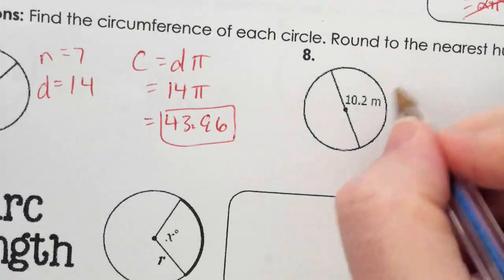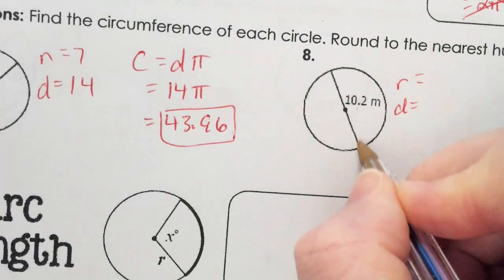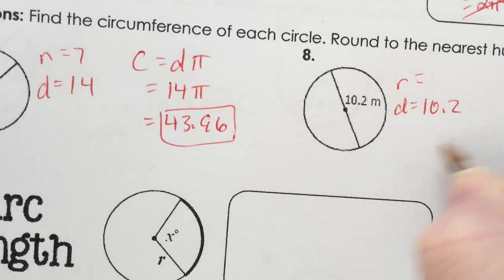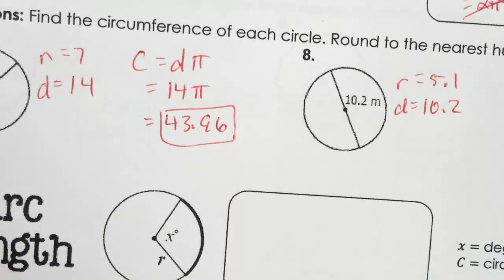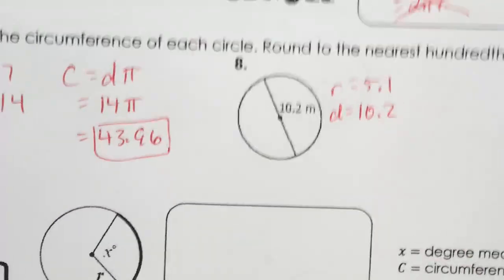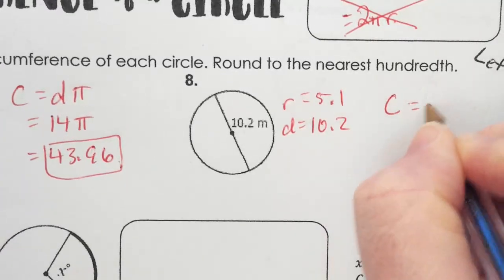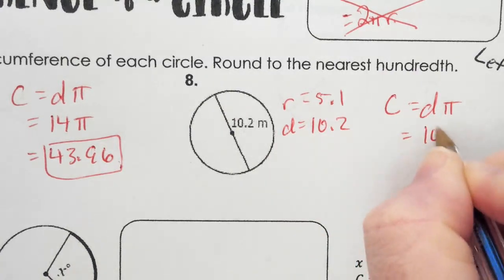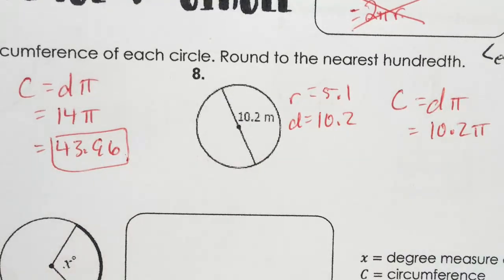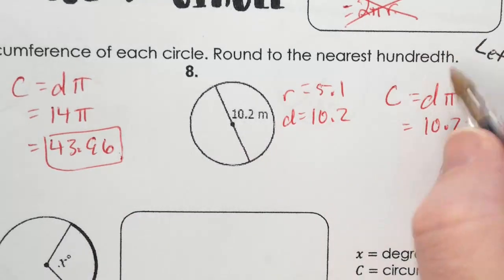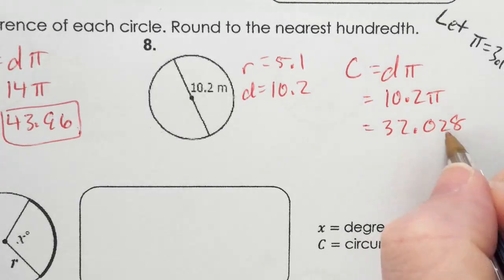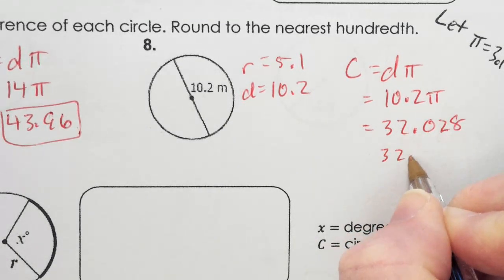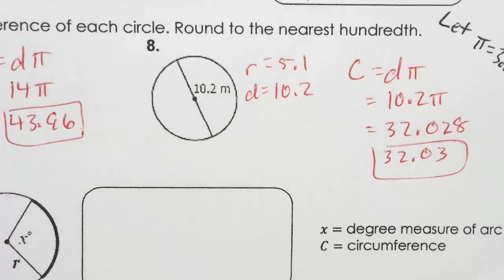All right, number 8, radius and diameter. So this is all the way across. That's 10.2 is your diameter. So that means 5.1 is our radius. Circumference equals d pi. That would be 10.2 pi. So 10.2 times 3.14, and we pop out with 32.028. They said round to the nearest hundredth. So are we staying at 0.02 or going up to 0.03? We would go up to 0.03, and there's your answer.